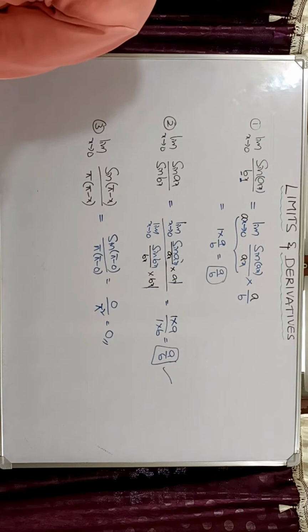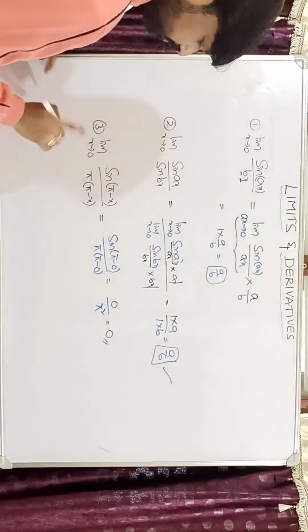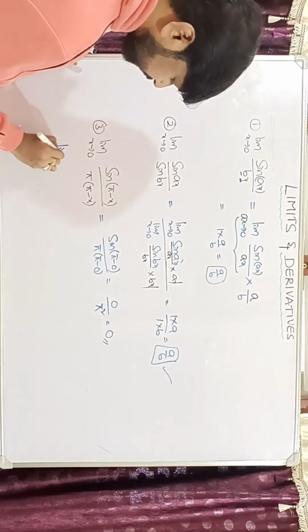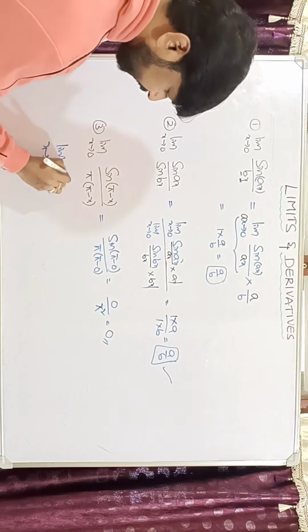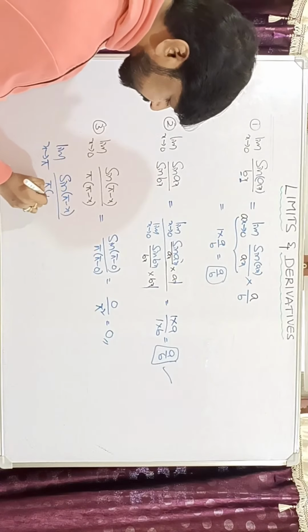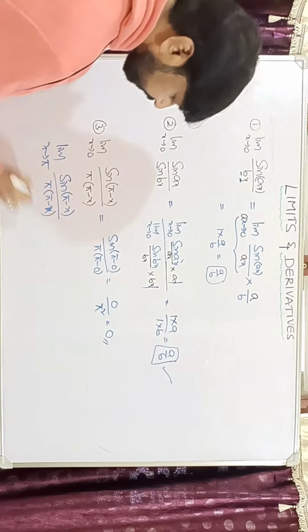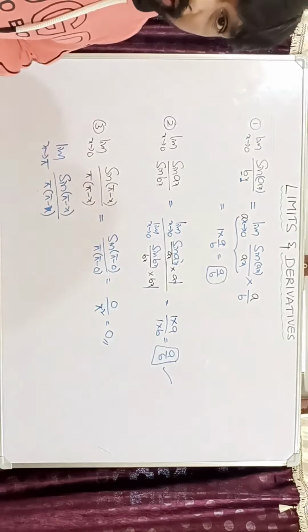Okay, so this is 0. For example, if the question is given like this, something like that, limit x tends to... one more question I am creating: limit x tends to pi of sin(pi minus x) by pi into (pi minus x). So the difference between these two I am explaining. So here I directly substituted.